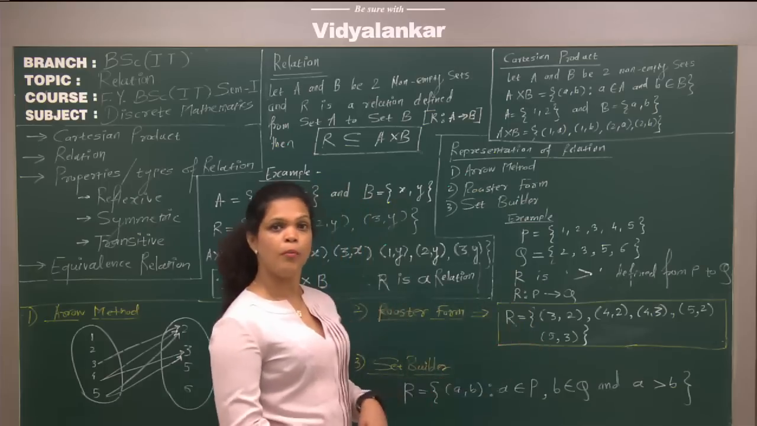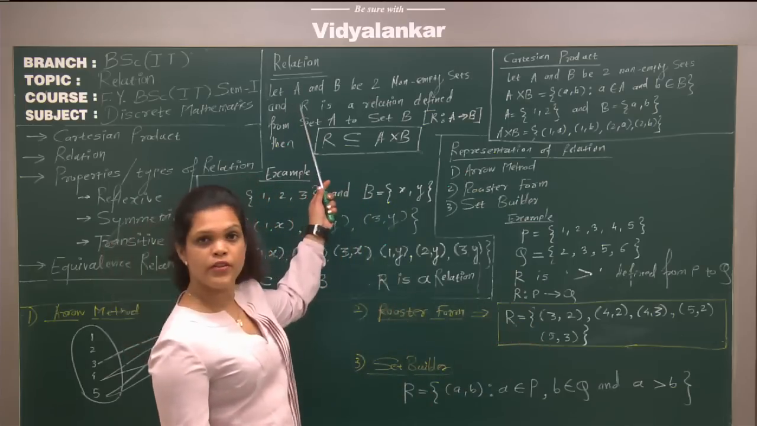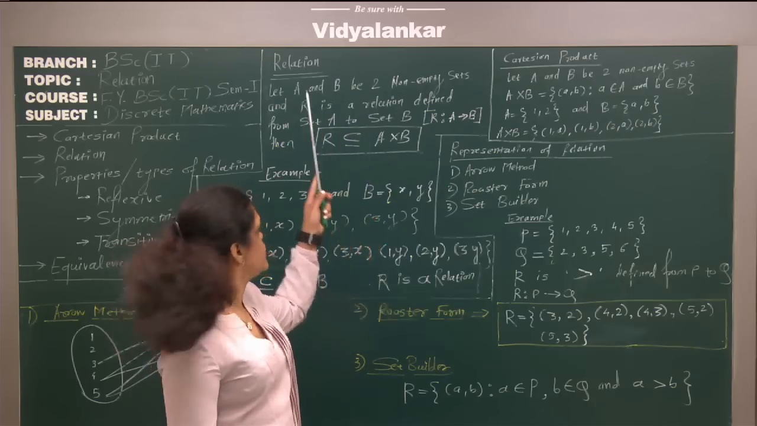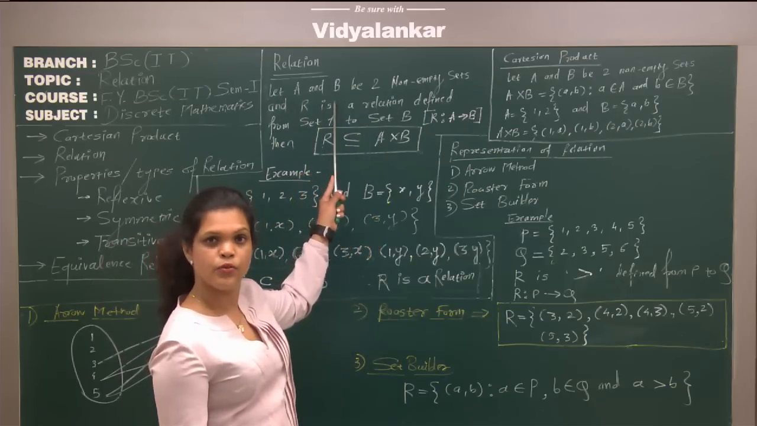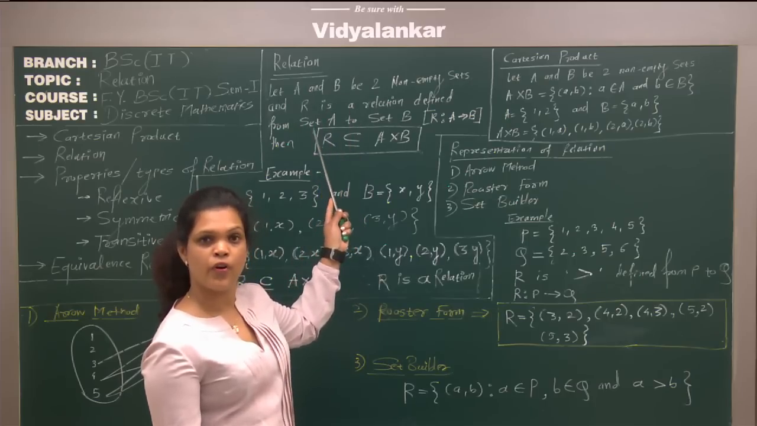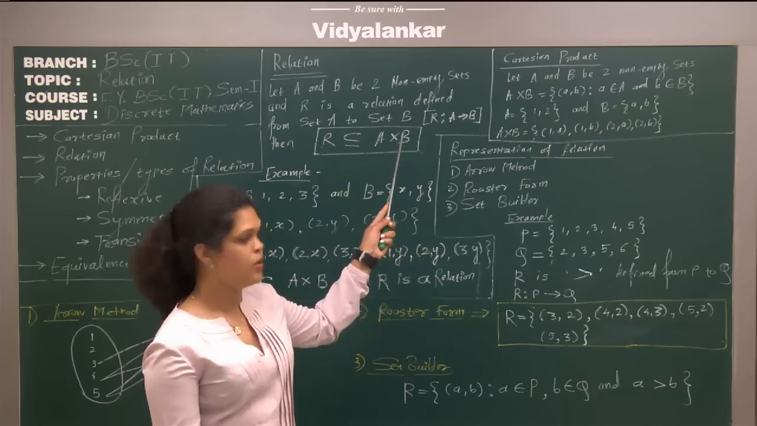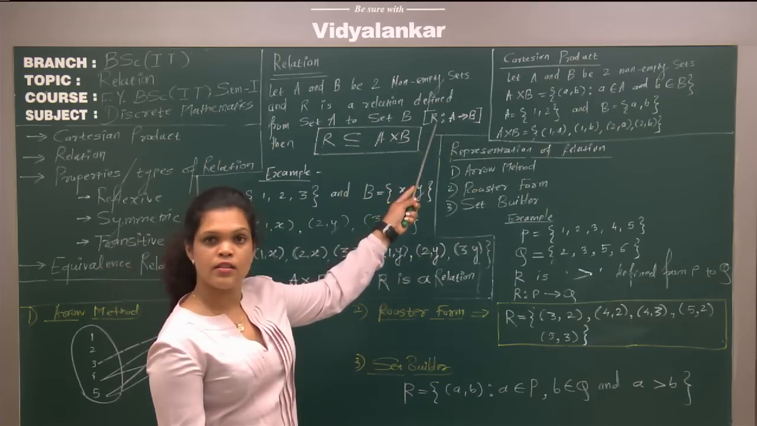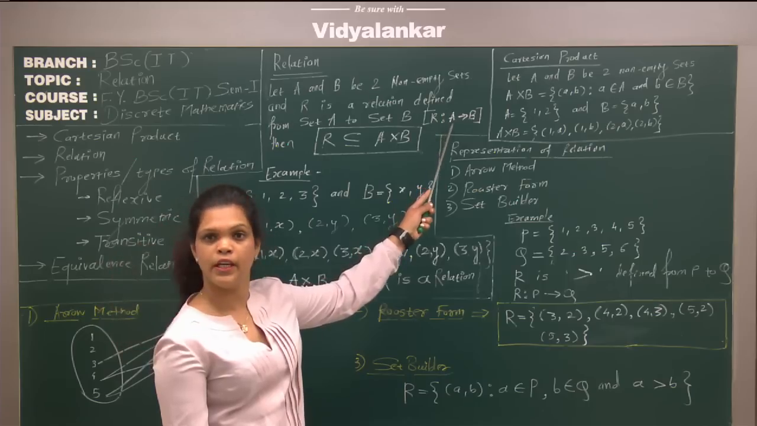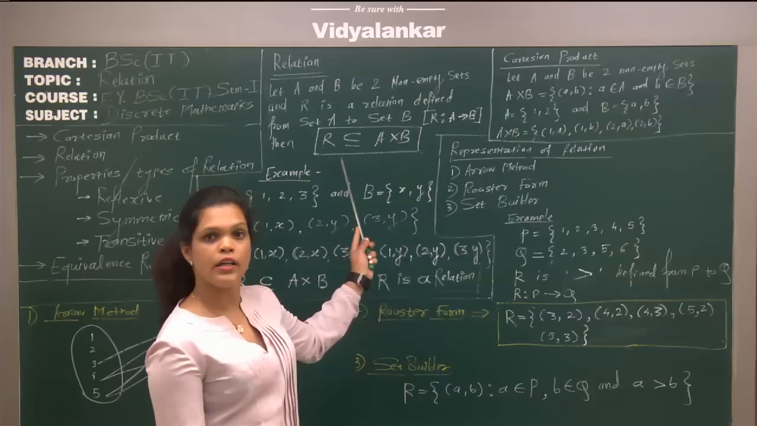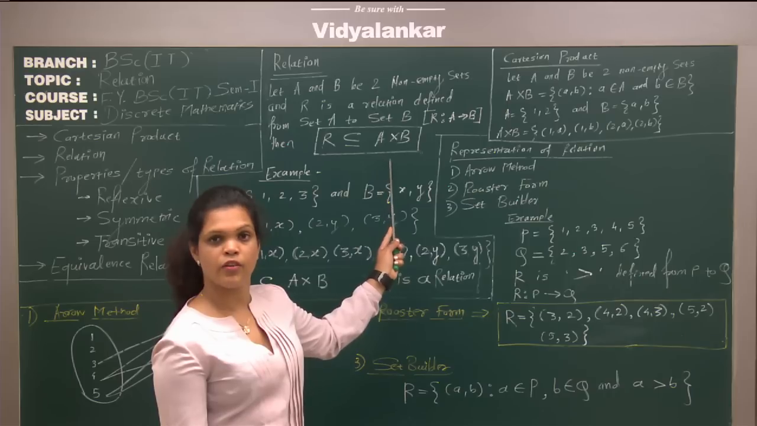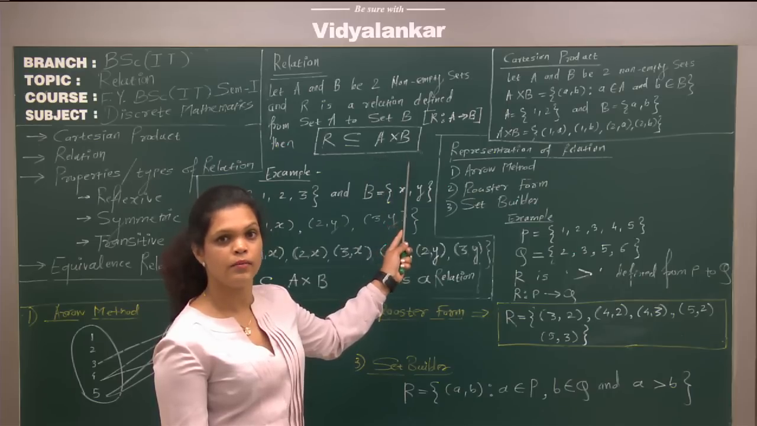Okay. Now we'll see the formal definition of a relation. A relation is defined on two non-empty sets. Consider two non-empty sets A and B, and R is a relation defined from set A to set B. We can write it like this: R is a relation defined on sets A and B, but it is defined from set A to B, and R is a subset of A cross B, the Cartesian product of A and B.